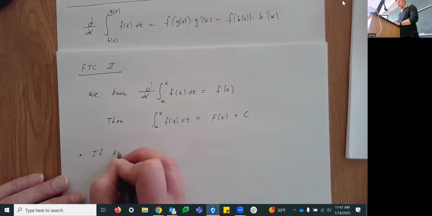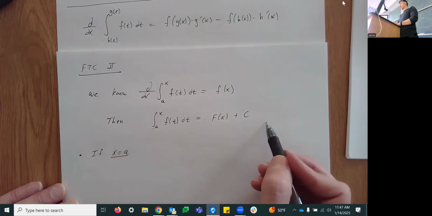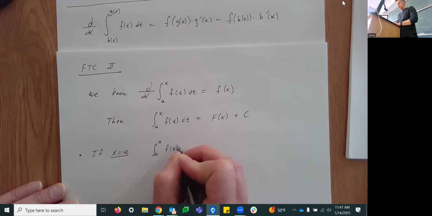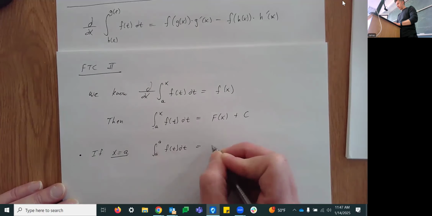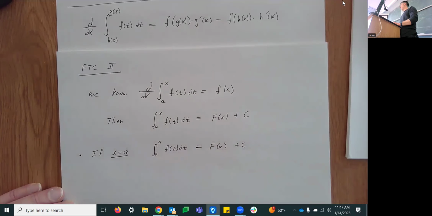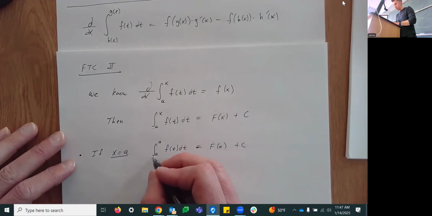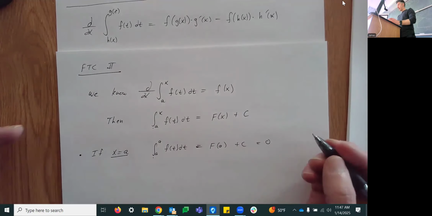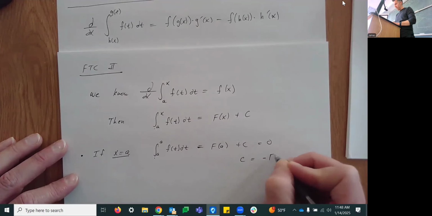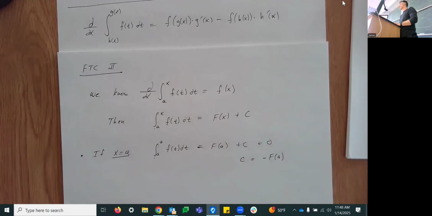If x is equal to a, well, let's rewrite this. I have the integral from a to a of f of t dt, and I have it equal to capital F of a plus c. But how much area is under f of t if I start at a and I end at a? 0. So that's equal to 0, which tells me that the constant here, c, is equal to negative capital F of a. Cool.